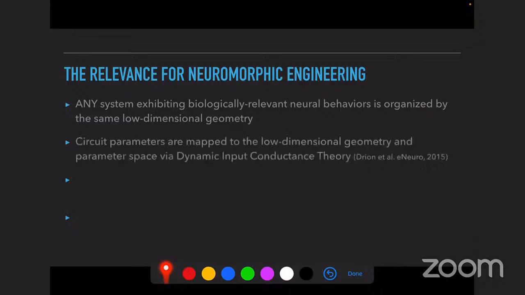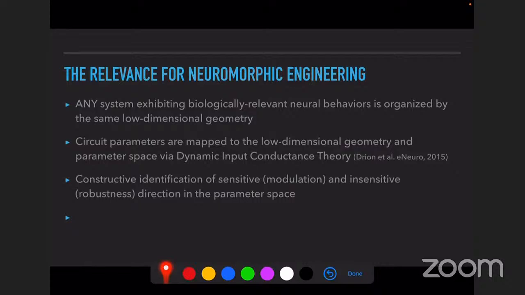or any kind of input for that matter. So there are quantitative ways to map any circuit parameter satisfying this assumption to this low dimensional geometry. One of them is the dynamic input conductance theory that we introduced in this Neuron paper in 2015. I will give a short tutorial in the NMC channel, I think in half an hour, maybe after the talk, about how to use DIC theory in the specific setting of conductance-based models and for the Neurodyne chip that we are using in our topic.